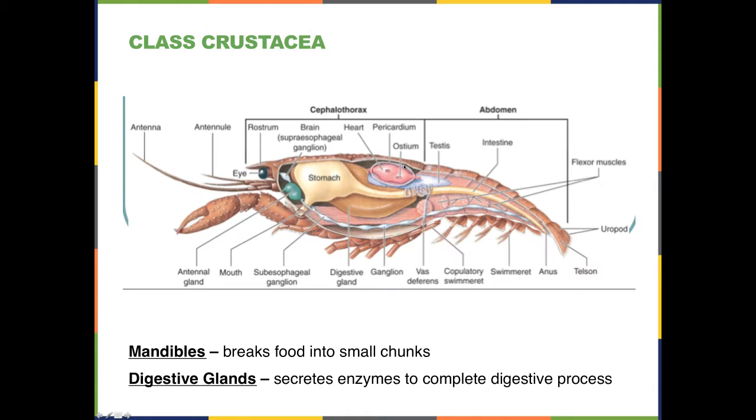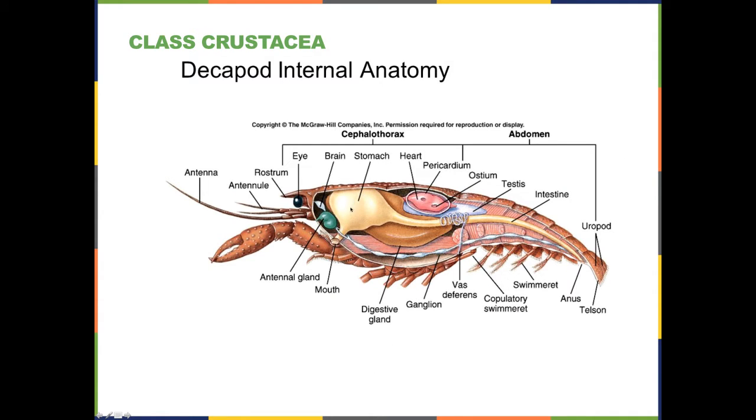Also on here, you see here's the pericardial sinus again. Here's the heart within the pericardial sinus. Here's the testis in a male crayfish. And this is what's called the vas deferens, which is where the sperm go after they come out of the testis. And here's another diagram of a similar type.